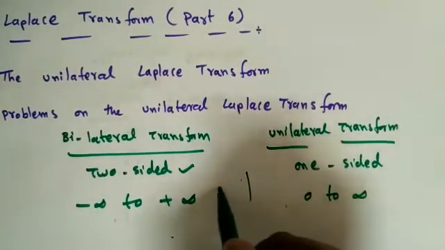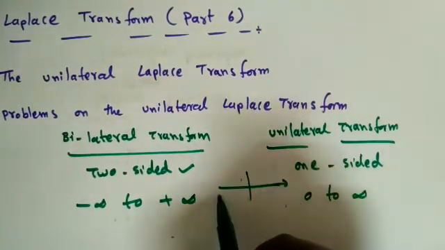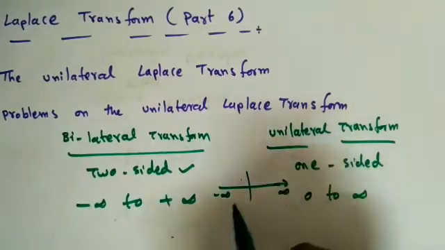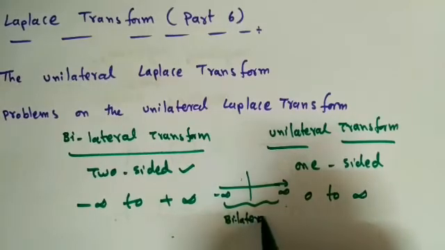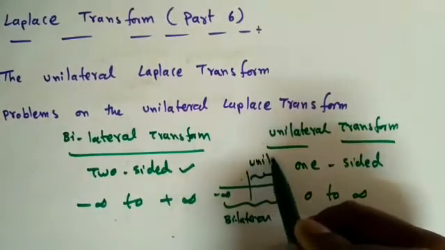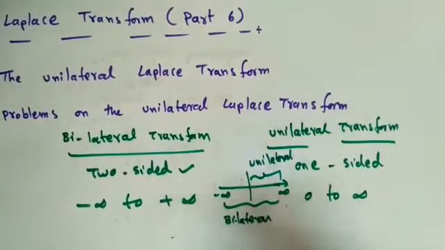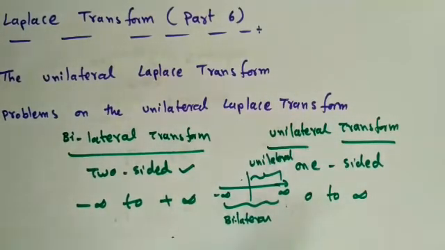If we take the graph like this, these are the limits minus infinity to infinity. This whole range we can say is the bilateral Laplace transform, and from 0 to infinity it is unilateral. So that is the major difference between the bilateral and unilateral transform.